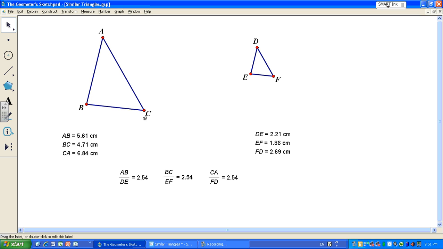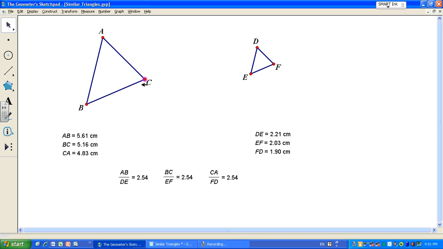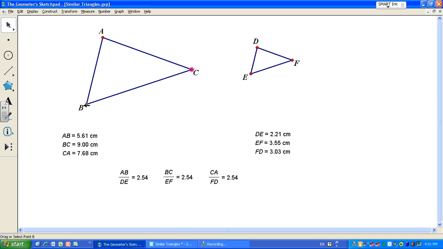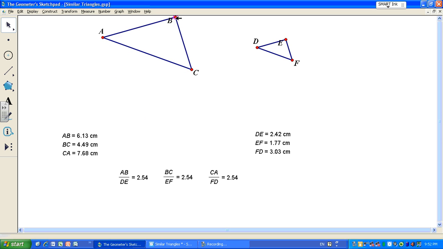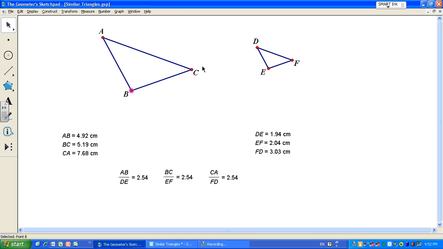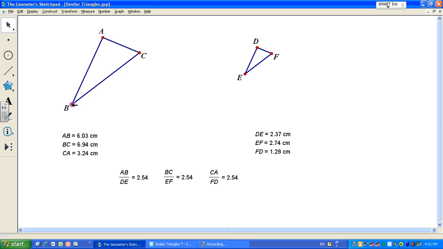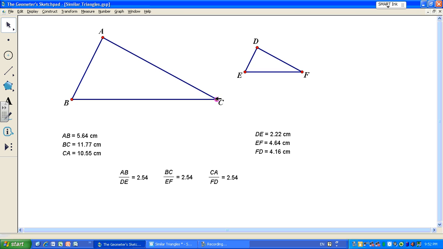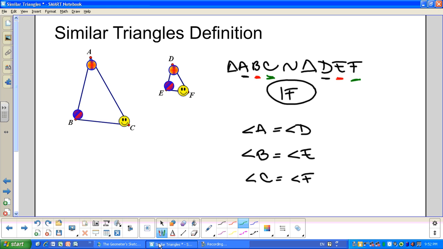Now maybe this is a particular case. Maybe if I change the triangle, that won't happen again. Let's do that and let's see what happens. Please notice that whatever I do with my triangles, the ratio will stay the same. The ratio stays absolutely the same, doesn't change, which is quite surprising. Right? The two triangles are similar, so the ratio of the corresponding sides will stay the same. Okay, so let's go back to our notebook and let's write that.